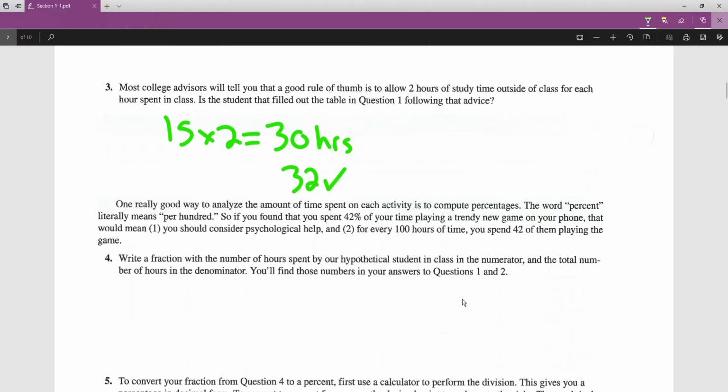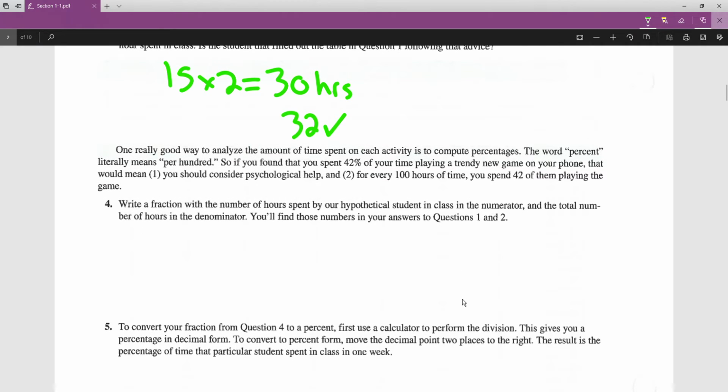Write a fraction with the number of hours spent by a student in class in the numerator and the total number of hours in the denominator. You're going to be using what we found in questions 1 and 2. How many hours is the student in class? The student is in class for 15 hours. How many total hours are there in 1 week? We calculated that above. I believe we said there are 168. So as a fraction, the student spends 15 out of 168 on class.